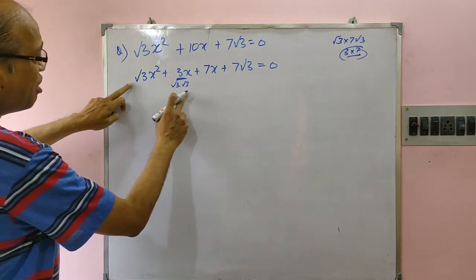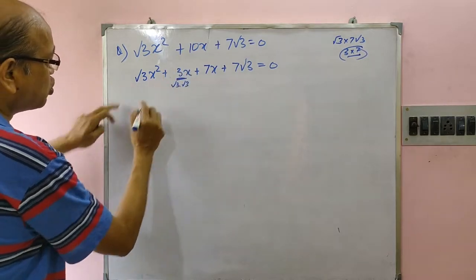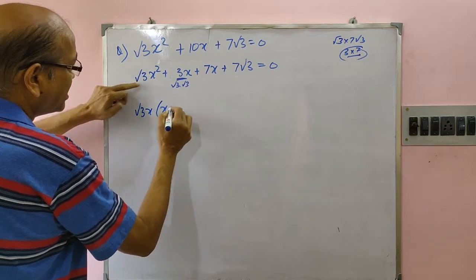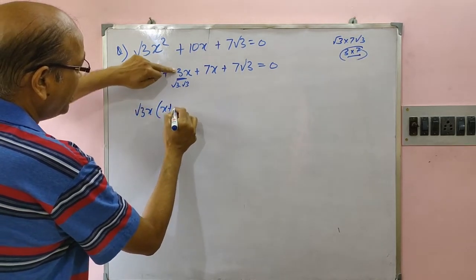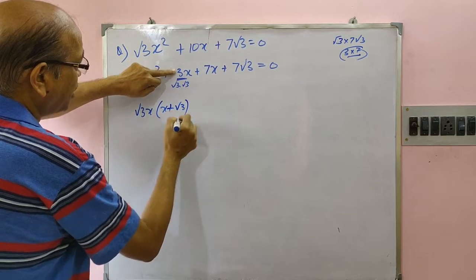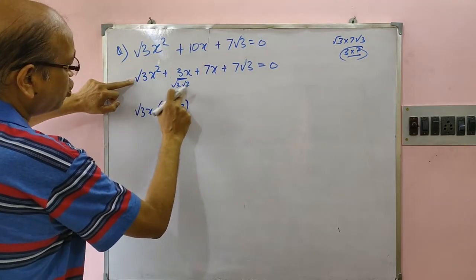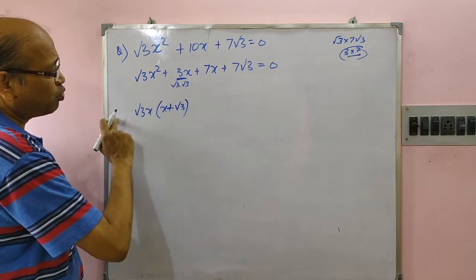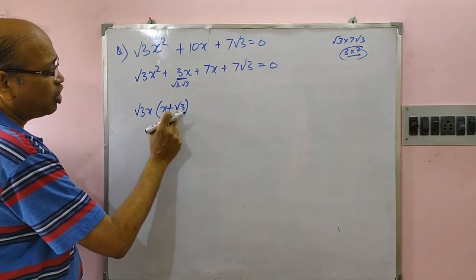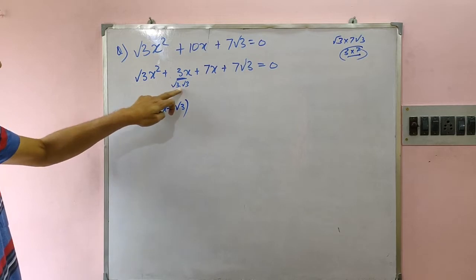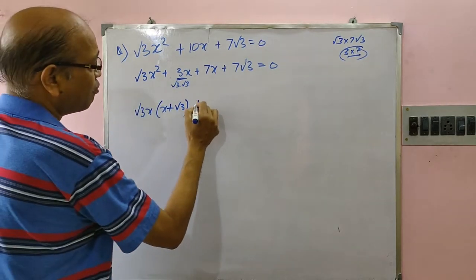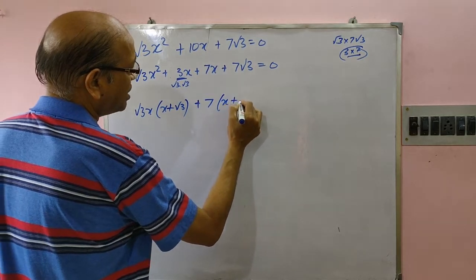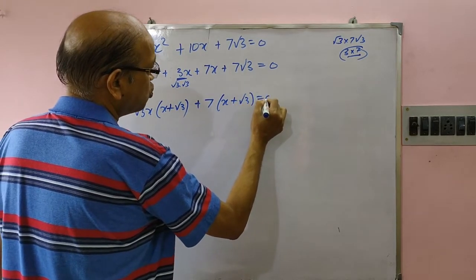So from here, if I take root 3 x common, what do I get here? x plus what will be left here? Just root 3, because 1 root 3 I have taken out common. This 3 is written as root 3 into root 3, I have taken 1 root 3 common, so what will be left here? Root 3. Please note this step. Similarly, from here I take 7 common. What I will get here is x plus root 3 equals 0.